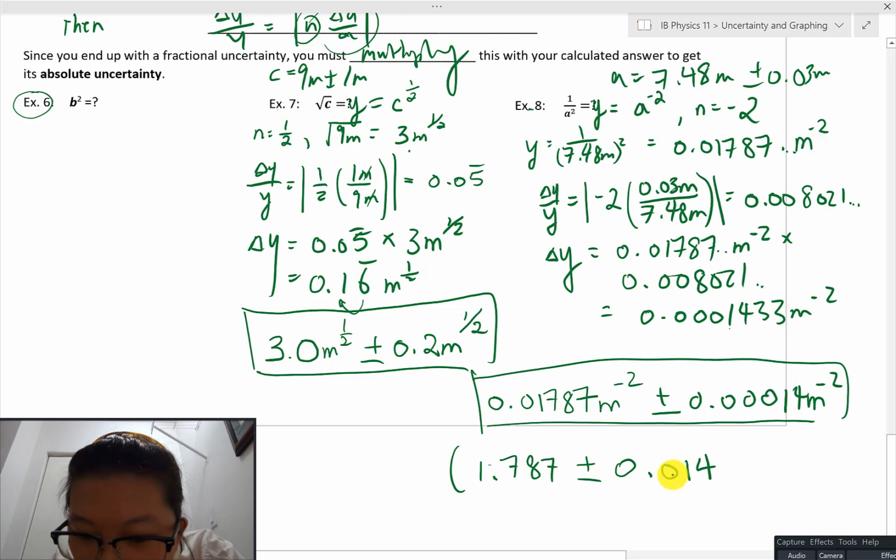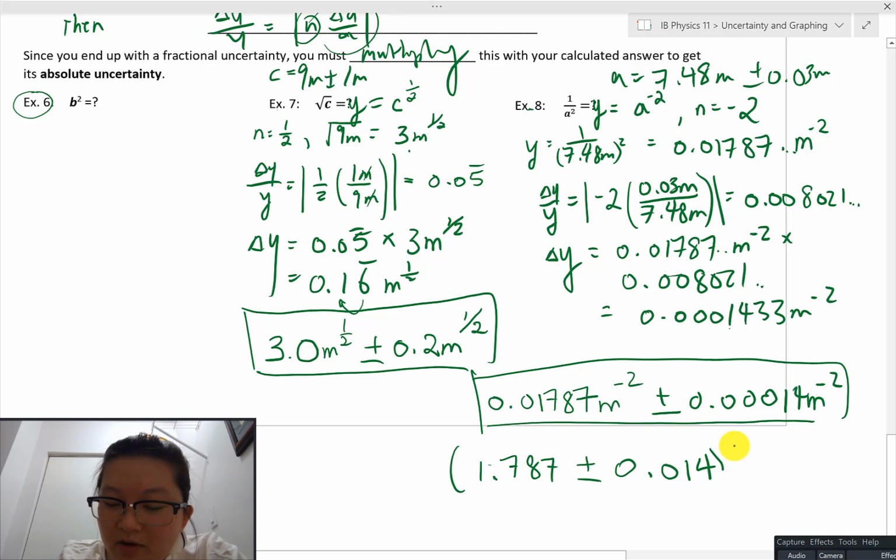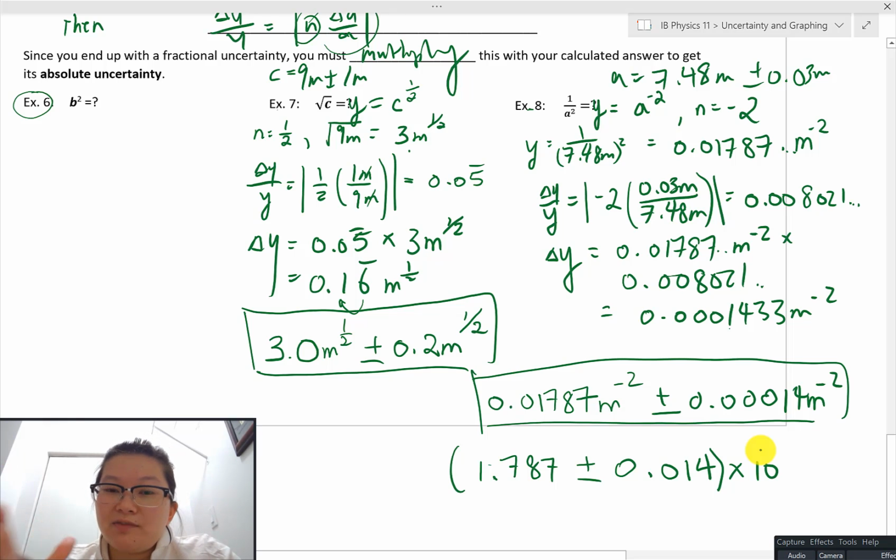Double check everything is right. And then I'm going to write times 10 to the power of. So notice my scientific notation is in the front, or after all these brackets. And that's going to be 1, 2. So 10 to the power of negative 2.